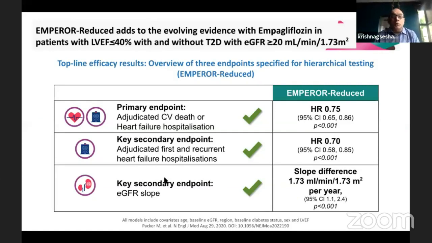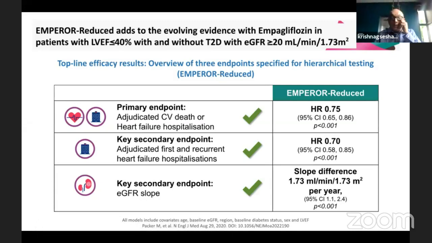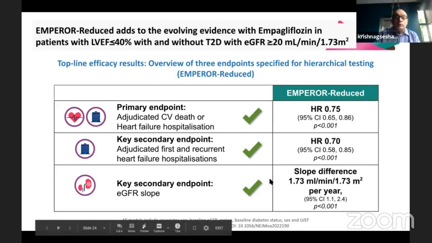This is the EMPEROR-Reduced study that looked at LVEF less than 40%, as I talked to you about, and an eGFR that is greater than 20 mL/min. And you will notice that the primary endpoint, adjudicated CV death or heart failure hospitalization, was superior. The upper limit of the confidence interval was 0.86. And the eGFR slope was 1.73 mL per minute per 1.73 square meters, which is significantly better than what you would see normally, a slope of close to 4 to 4.5.